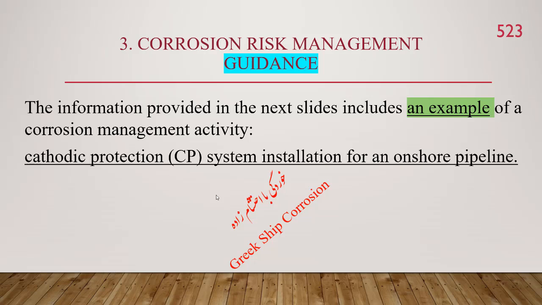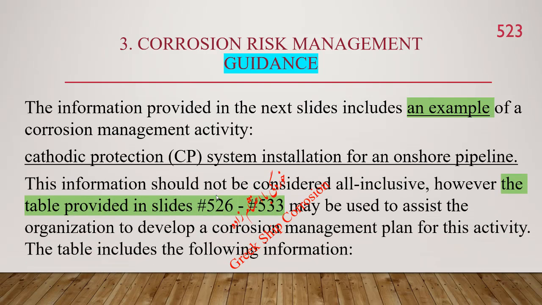Guidance. The information provided in the next slide includes an example of a corrosion management activity, cathodic protection (CP) system installation for an onshore pipeline. This information should not be considered all-inclusive. However, the table provided in slides number 526 to number 536 may be used to assist the organization to develop a corrosion management plan for this activity. The table includes the following information.